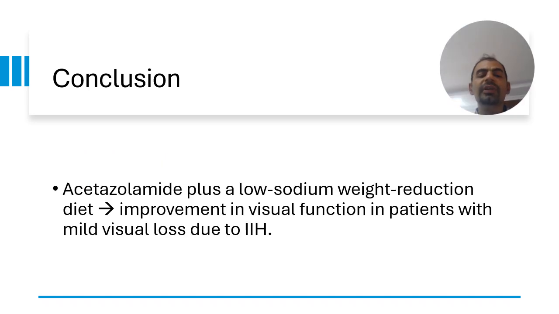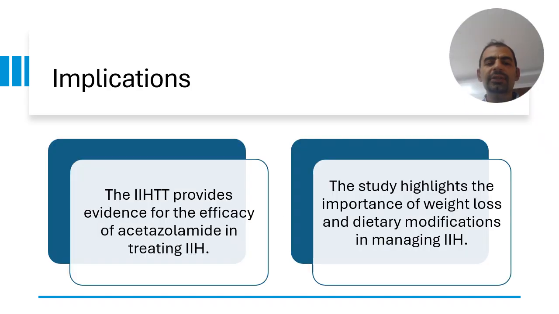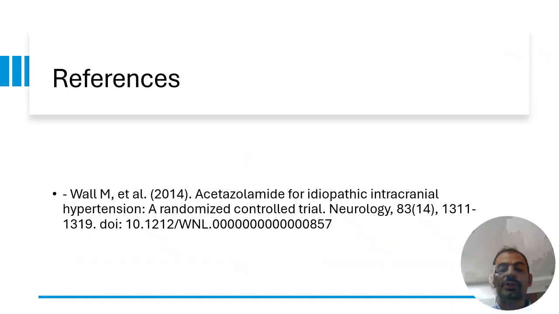The study concluded that acetazolamide plus diet control, taking a low sodium, weight-reducing diet, led to improvement of visual function in patients with mild visual loss due to IIH. So that study provided evidence about the efficacy of acetazolamide in treating IIH and highlighted the importance of weight loss and diet modification in managing IIH. This is the reference of the study.